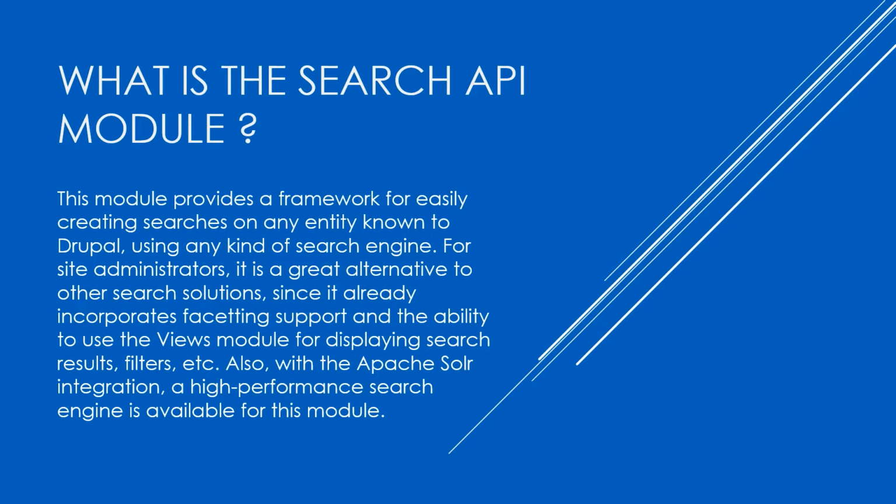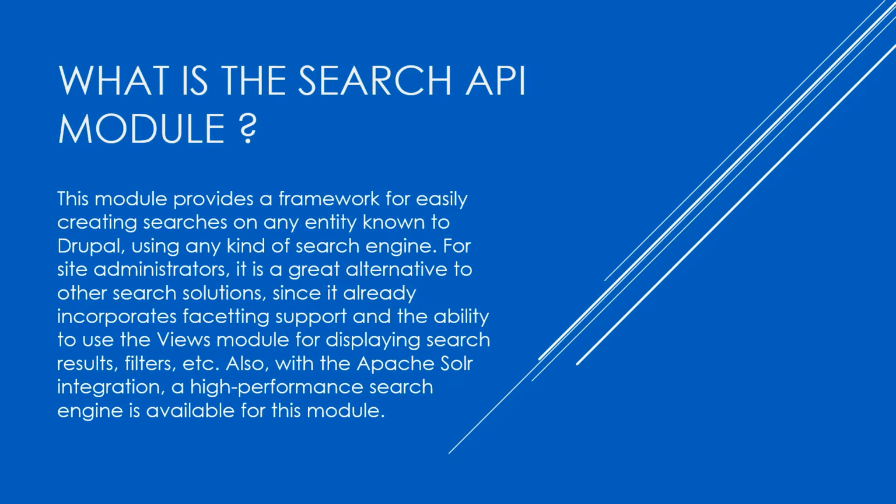The Search API module provides a framework for easily creating searches on any entity known to Drupal using any kind of search engine. For site administrators, it is a great alternative to other search solutions, since it already incorporates faceting support and the ability to use the Views module for displaying search results, filters, etc. Also, with the Apache Solr integration, a high-performance search engine is available for this module.